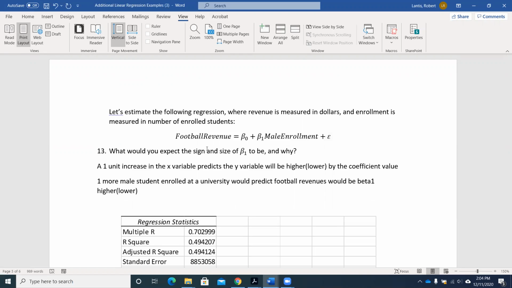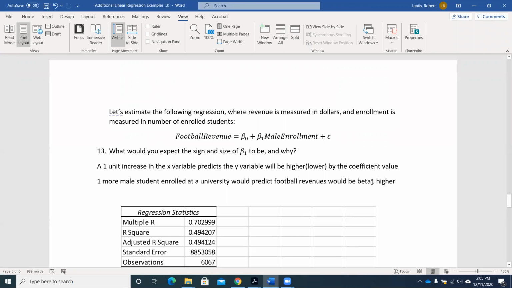I doubt it's going to be negative. If I just have more students, it's likely I'm going to have more ticket sales, as well as merchandise sales and things like that. So we're likely expecting the sign to be positive, that much higher. Now, what's the size of it? I won't ask you a question that's as ambiguous as this on the exam. If I'm thinking about the effect of one more student, I wouldn't think beta 1 is very high at all.